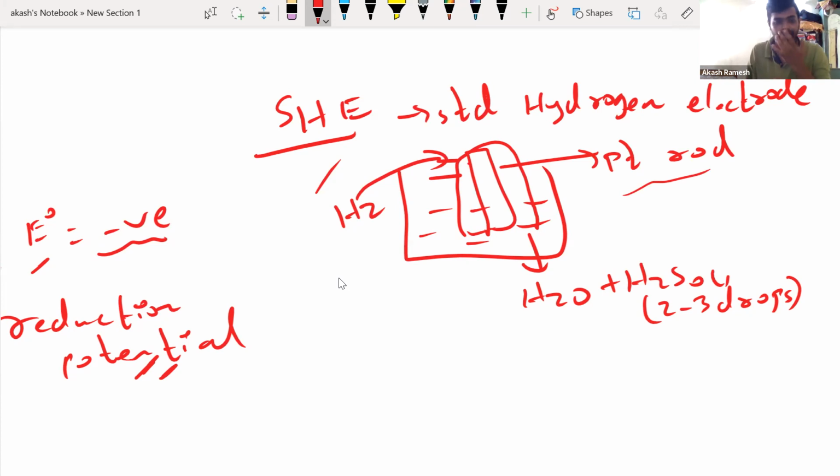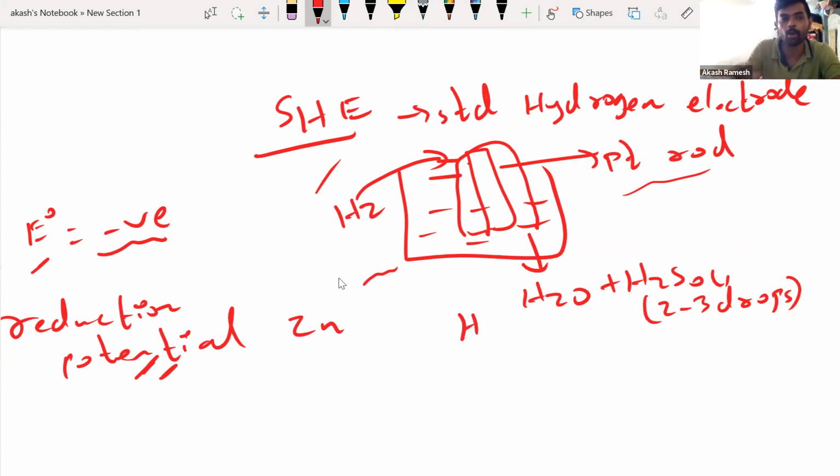Now with the help of this standard hydrogen electrode, we'll try to understand how we are going to find the individual reduction potentials. First thing is, when you are going to use the standard hydrogen electrode, you have to understand whether to use it as a cathode or as an anode. We are talking about zinc and hydrogen basically. Zinc and hydrogen is what we're speaking about.